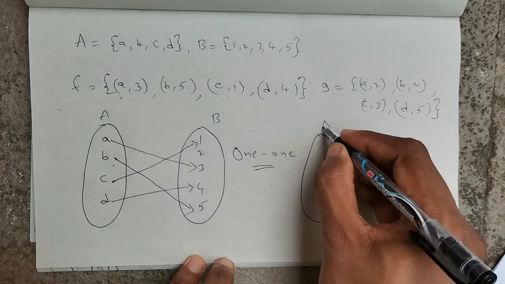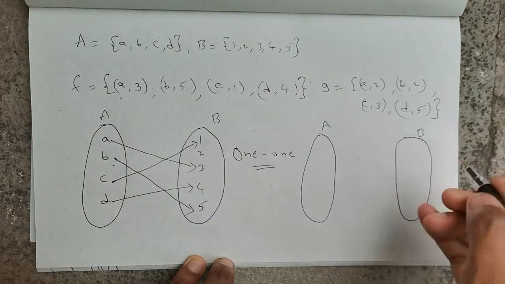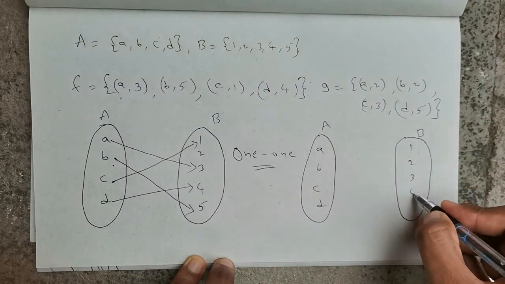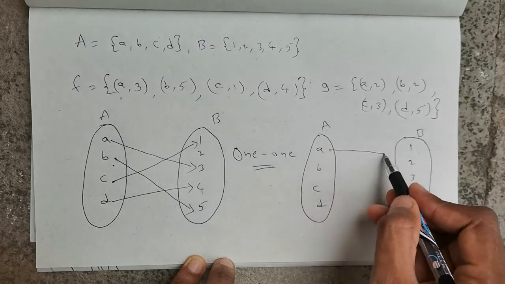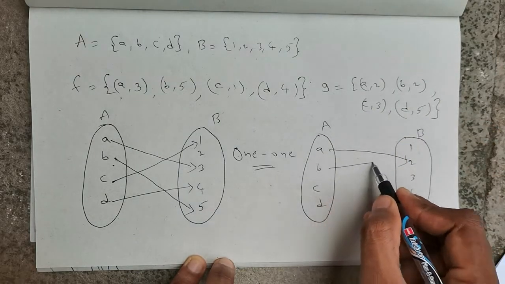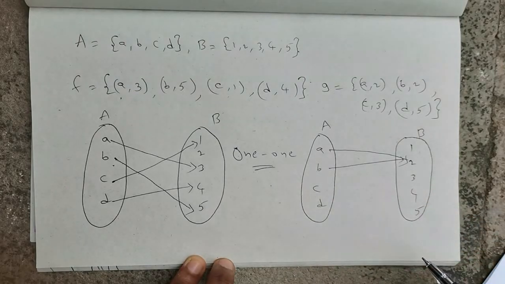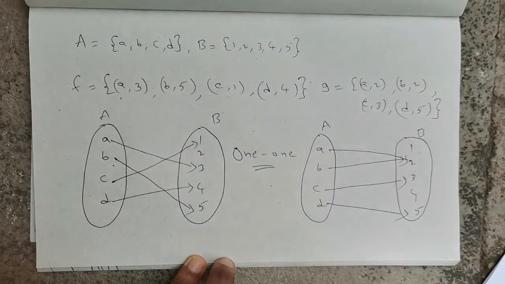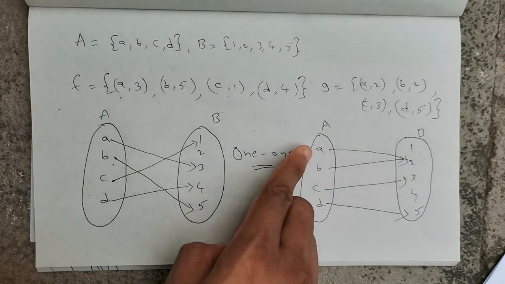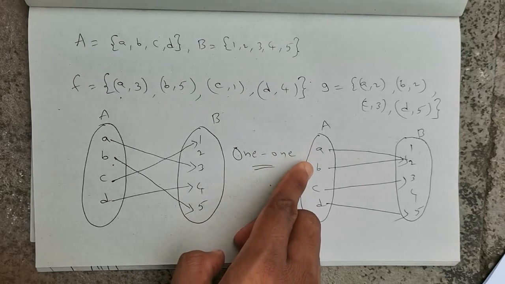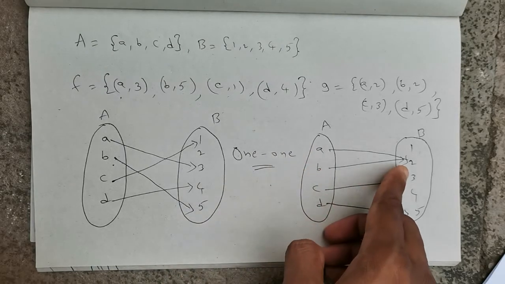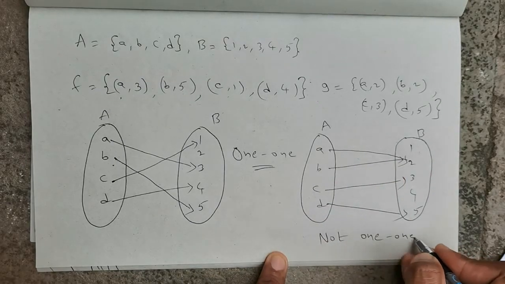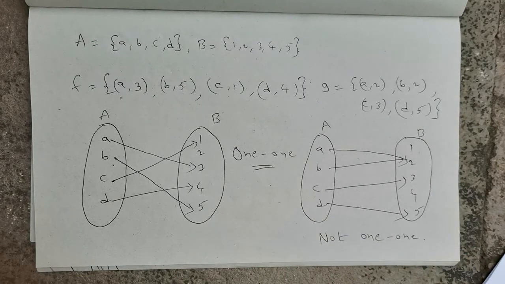Again I am taking set A and set B. Set A has A, B, C, D, and set B has 1, 2, 3, 4, 5. A2, B2, and C3, D5. If we observe this clearly, element A as well as element B both are having the same image too. So this is not 1 function.